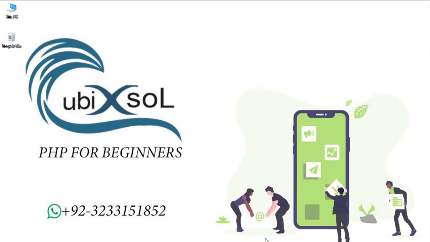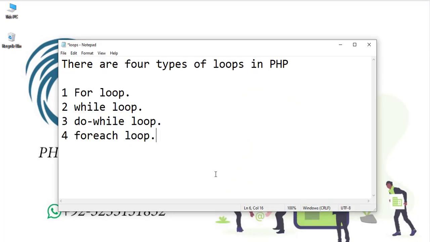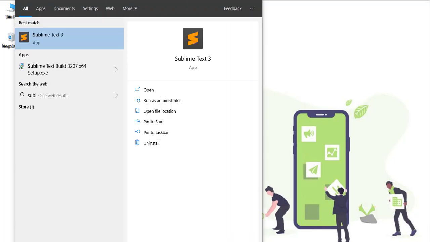Talk about loops in PHP. There are four types of loops available in PHP. First of all, we have for loop, while loop, do while loop and for each loop. So first of all, I will type my code and execute it, and then I will show you the working of the for loop. So you have to open your code editor.